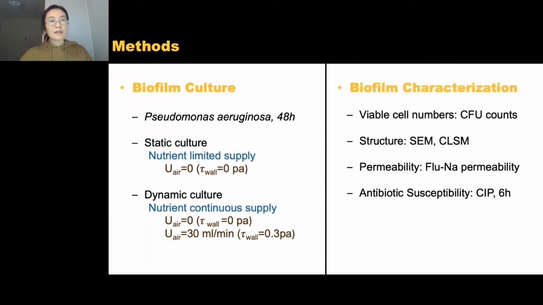The biofilm characteristics were studied in terms of viability using viable cell number counts, and morphology was visualized using SEM and confocal microscope. The permeability of biofilms was measured using a permeability assay, and antibiotic susceptibility to ciprofloxacin was tested by exposing the biofilm to a range of ciprofloxacin solutions for 6 hours.